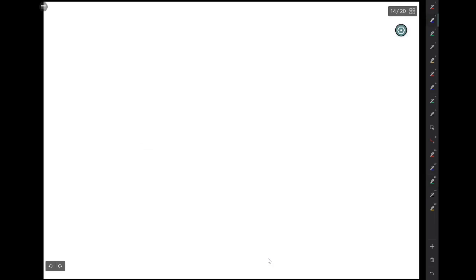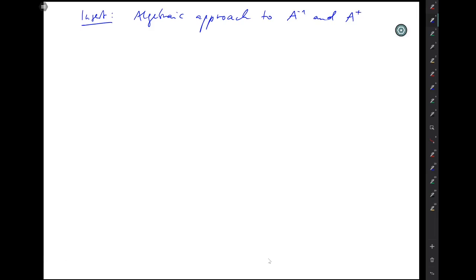Let me call that little insert an algebraic approach to A inverse and Moore-Penrose pseudo-inverse. What do I mean by that? Well, it's fairly straightforward for A inverse.